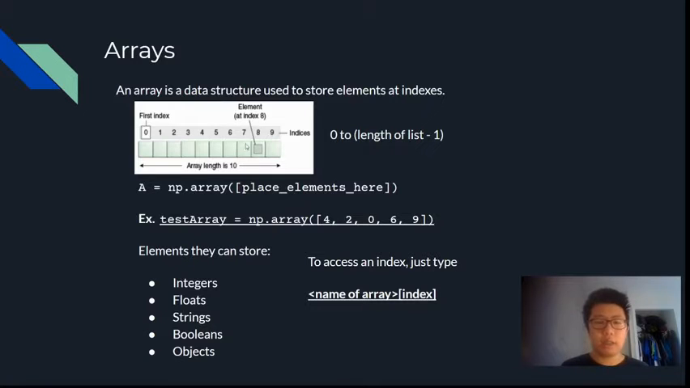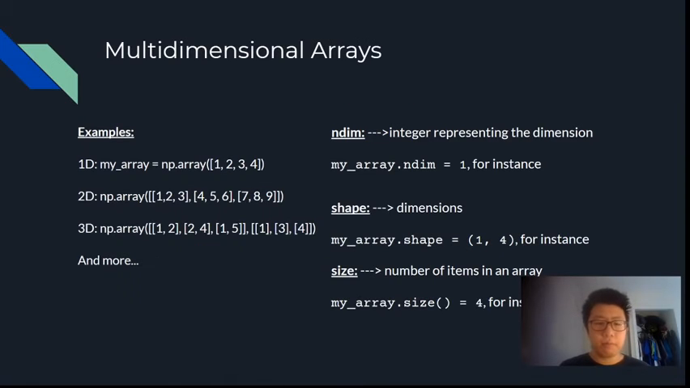To access an element in the array, call the name of the array, then specify the index of the element you're looking for in square brackets beside the name. Numpy provides the functionality to create multidimensional arrays, 1D, 2D, 3D, you name it. And it also provides some variables that represent the information regarding those arrays. ndim returns an integer representing the dimension. Shape returns the dimensions of the array. Size returns the number of items in the array.